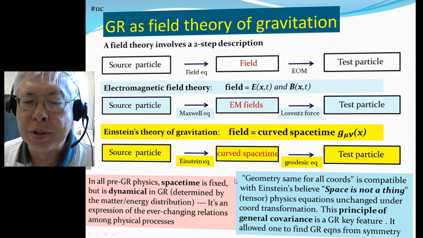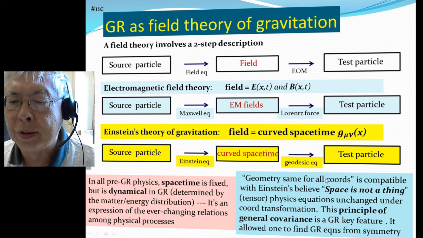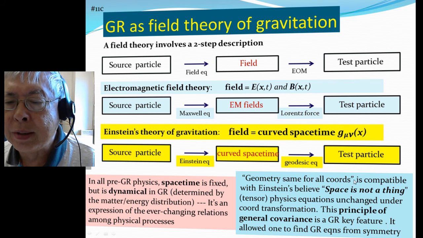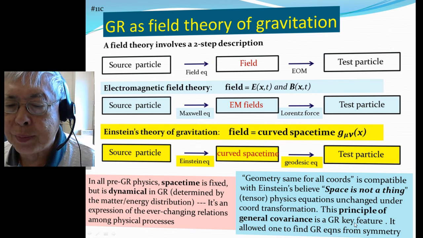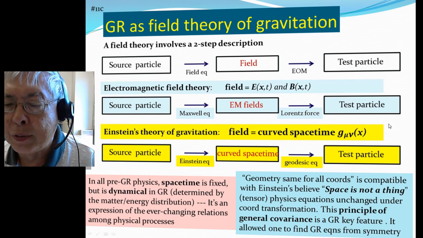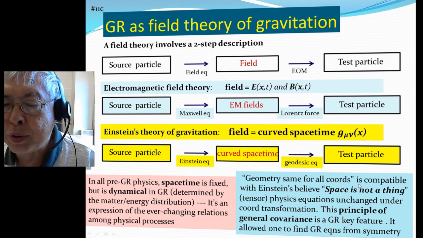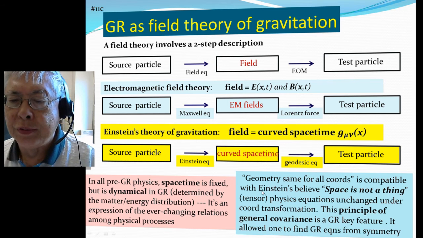Now, remember, when we studied geometry, the geometry is the same for all coordinates. The geometric relations should be invariant under different choices of Gaussian coordinates. So this is compatible with Einstein's belief that space is not a thing, meaning that if you write physics equations as tensor equations, they are unchanged under coordinate transformation. This is the principle of general covariance, because the coordinate transformation is a general coordinate transformation. This is a key feature of GR. It allows one to find the GR equations from symmetry. Remember, we said one way Einstein discovered the GR equations without using experimental crises is by using the symmetry principle. And Riemann geometry has just this feature for you to do that.